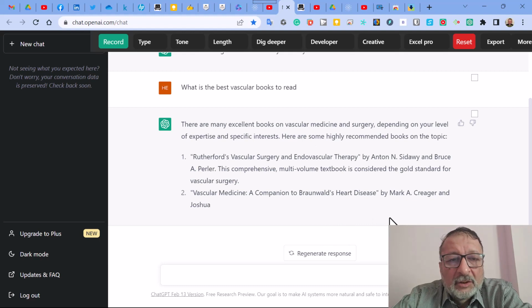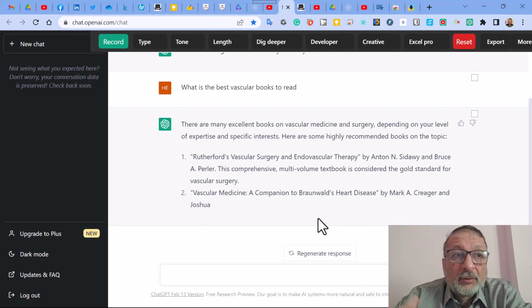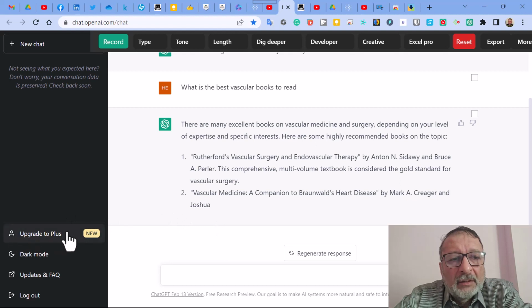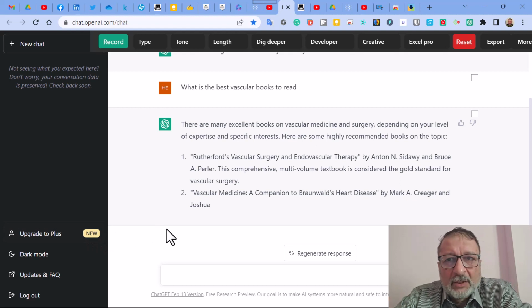Notice that in GPT-3, the information you get is up to 2021. So the more we use it, hopefully 2022 and 2023 data will be put in. But at least it's very good. Now, this is the free version, and there is now an upgrade to ChatGPT Plus, which is a new version, which has a little bit more sophistication and more advantages.